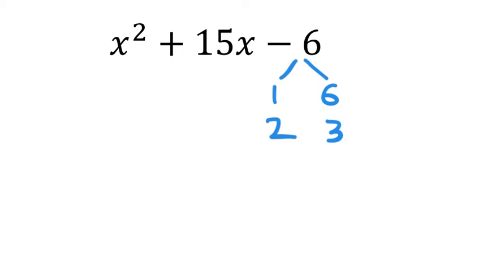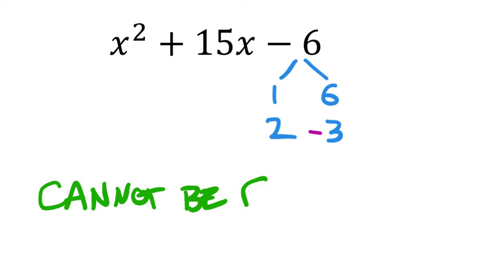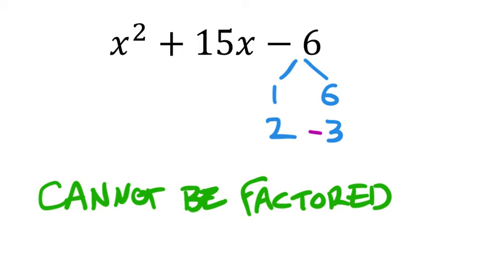What if I make the 3 a negative? Well, 2 plus -3, that's -1. That's garbage. So since I can't find any factor pairs of -6 that would add up to 15 right here, we just say this one cannot be factored. At least for now. You could use the quadratic equation if you wanted to and come up with some imaginary numbers, but we don't want to do that right now.